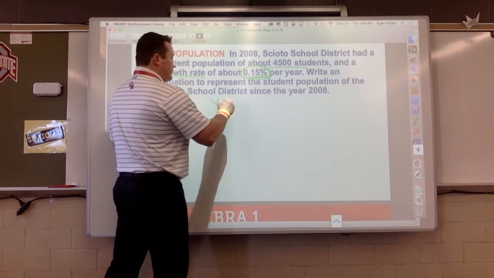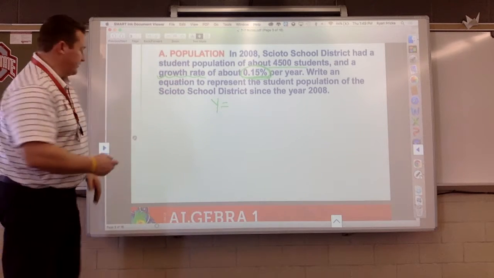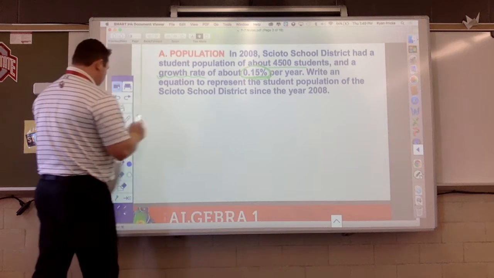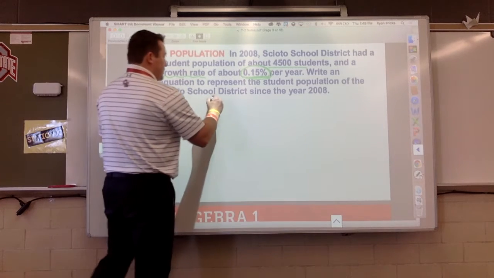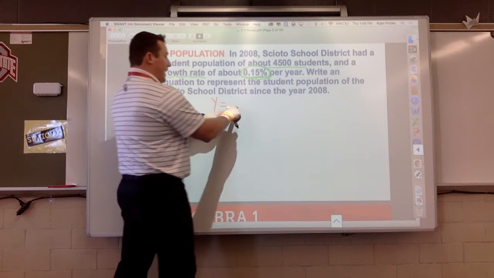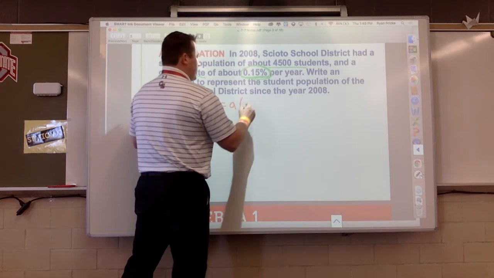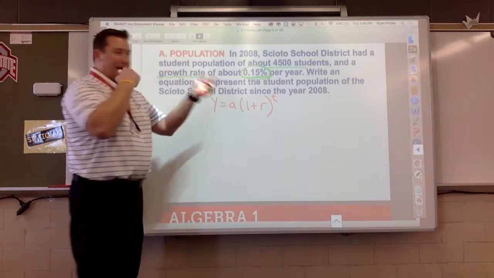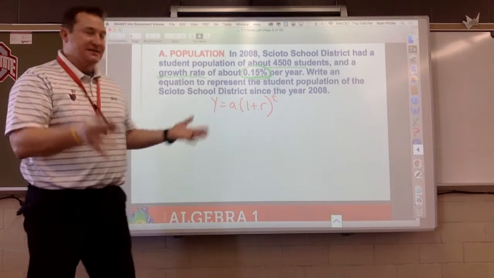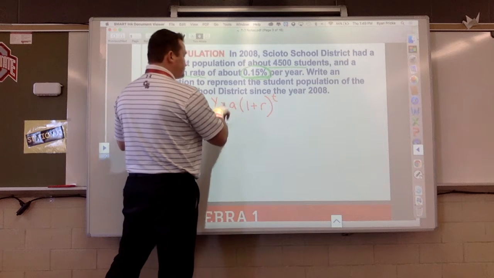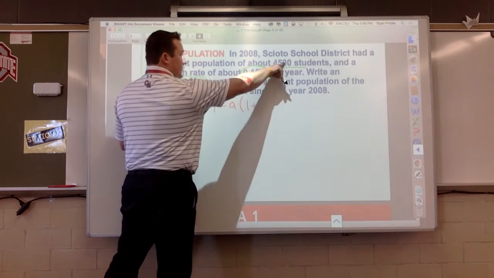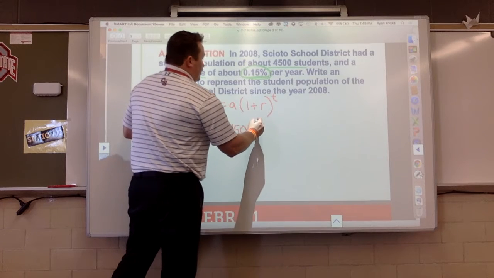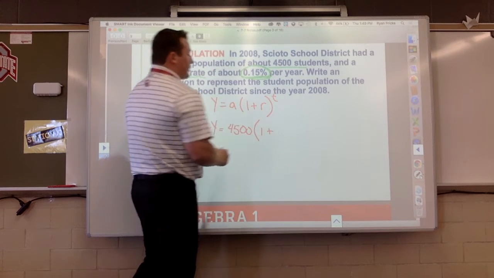If you're going to use a formula, guys, write it out for starters. So y equals, now you can write a b to the power of x, or you can go 1 plus r, and if you want to put t or x there, I don't really care. They both mean time or years. A value, what is it? You guessed it, 4,500. Then 1 plus the rate.